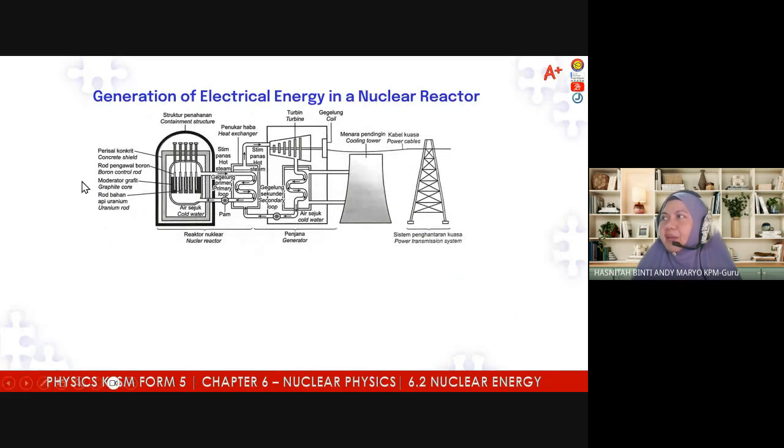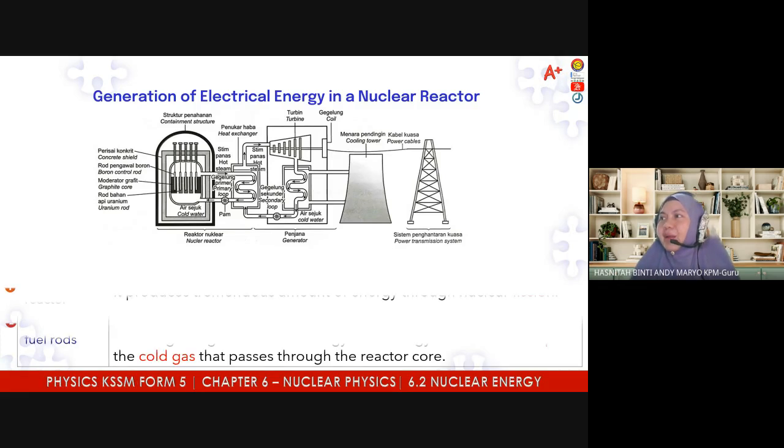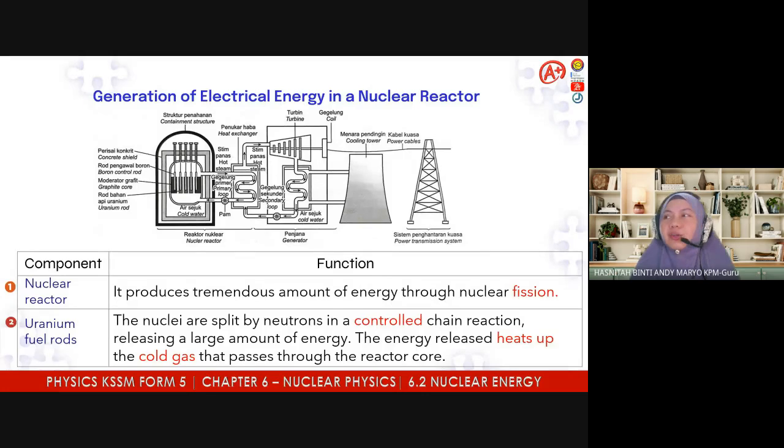Okay, so this is again the structure of a nuclear reactor. You can see the reactor there. This is the generator, the cooling tower, and finally the power cable is the power transmission system. So first, the components. There are a few important components. You must know the function.